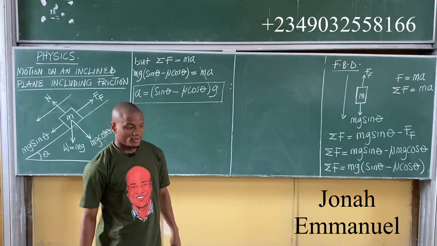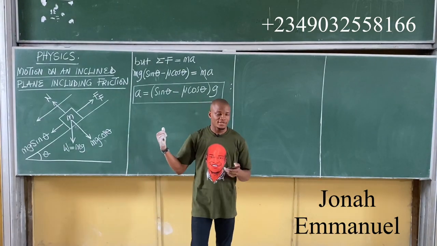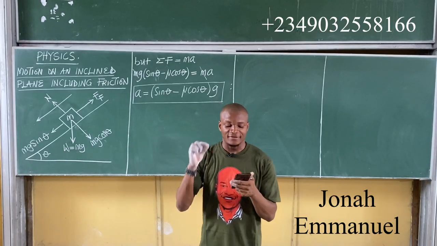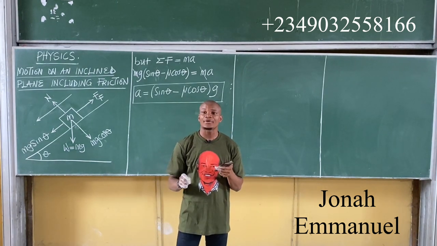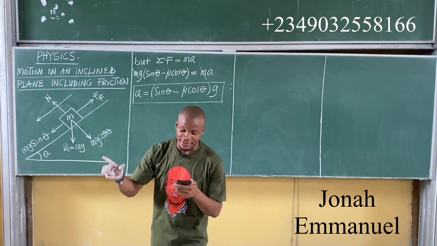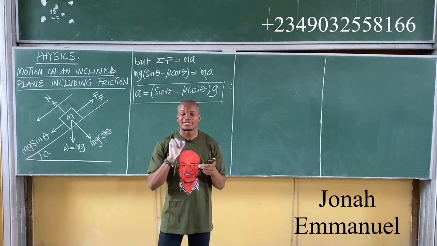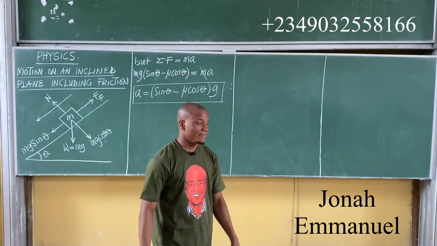Alright, let's use this in an example. Take down this. Calculate the time and velocity with which an object of mass 200 kg slides from rest down a 60 degrees incline of length 50 meters, starting from the top. If the coefficient of friction is 0.35, let g be equal to 9.8 meters per second squared.